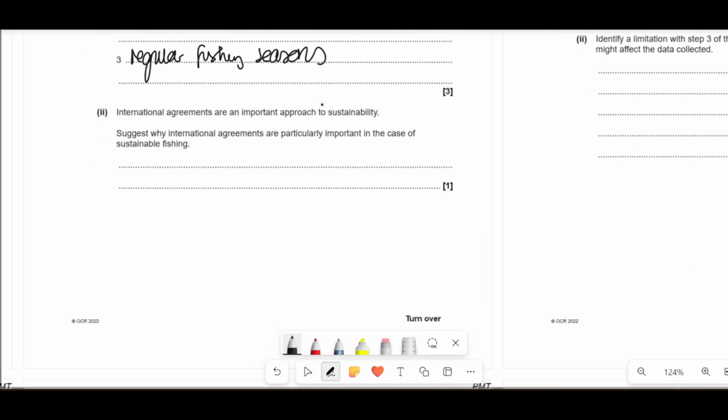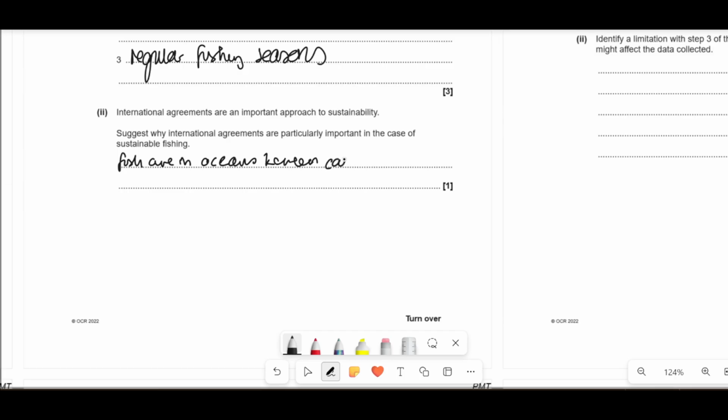International agreements are an important approach to sustainability. Suggest why international agreements are particularly important in the case of sustainable fishing. Well, where are we getting fish from? In the oceans. And we don't own an ocean. So that's pretty much it. The fish are in oceans between countries.